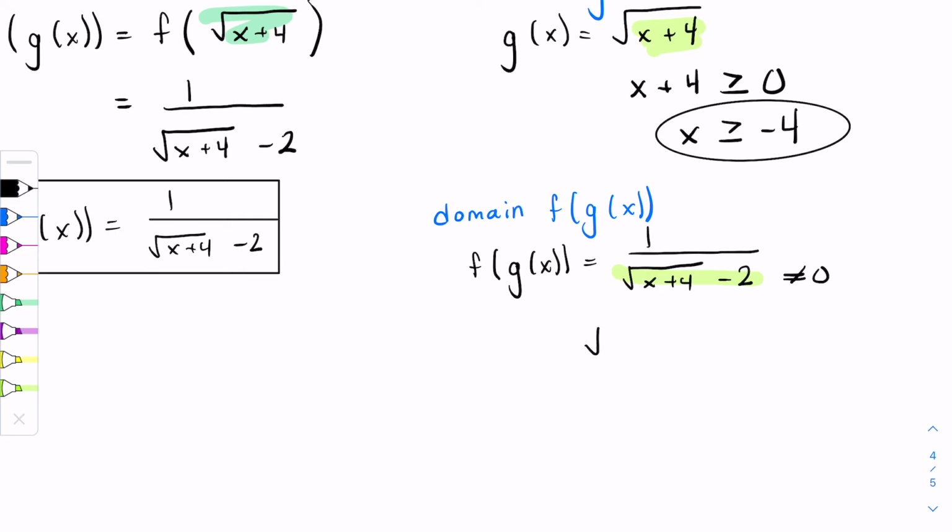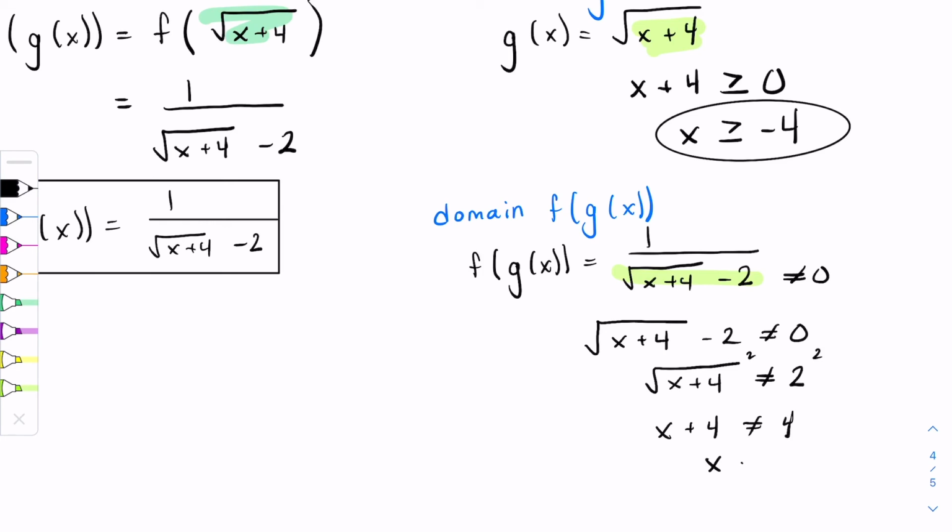Therefore, I set up an expression. The square root of x plus 4 minus 2 cannot equal 0. The square root of x plus 4 cannot equal 2. Square both sides. x plus 4 cannot equal 4, or x cannot equal 0.